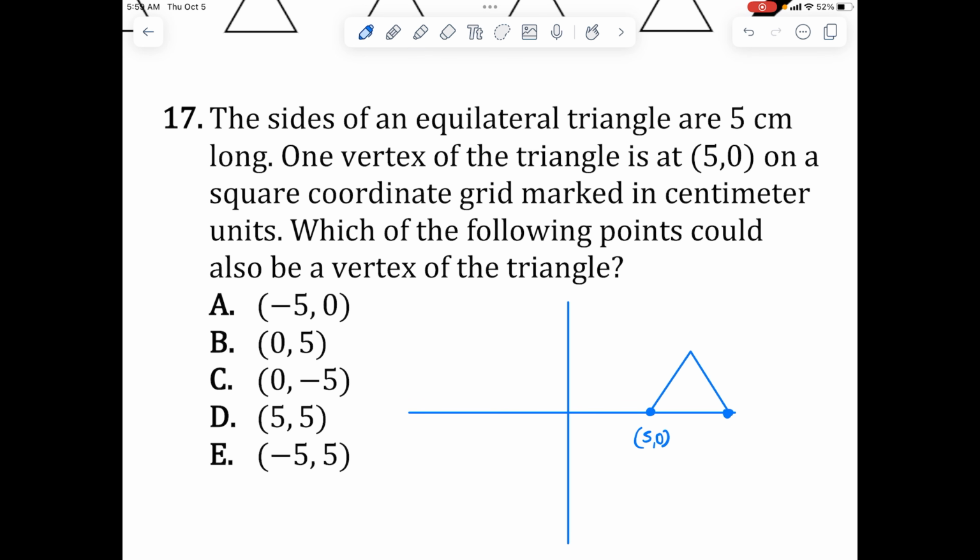Would (negative 5, 0) work? No, because that's too far. There's no way that you're going to reach all the way there with any equilateral triangle. Your equilateral triangle has to be either like this, or like this, or like this, or a rotated version of what I just went over. And that's just too far. So this one is out. (0, 5).